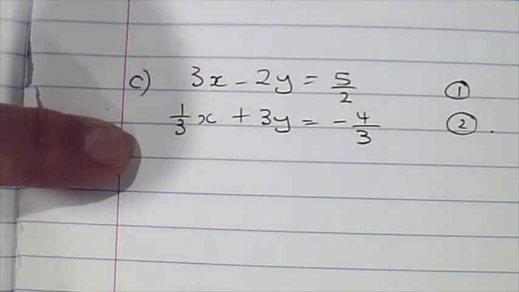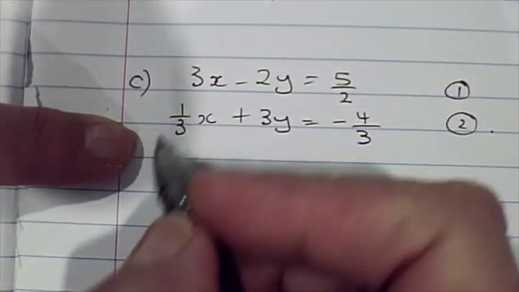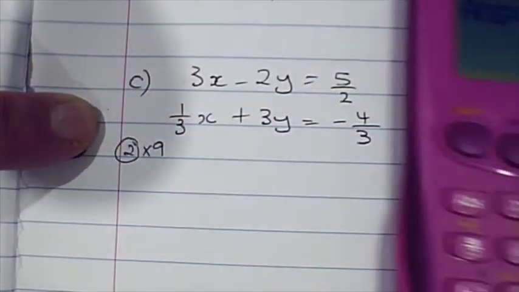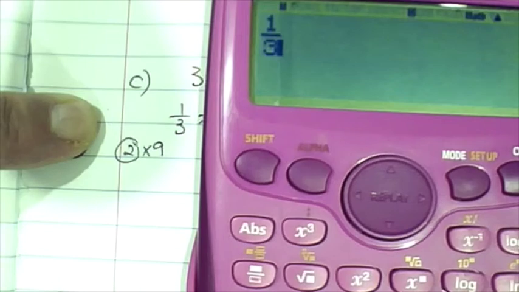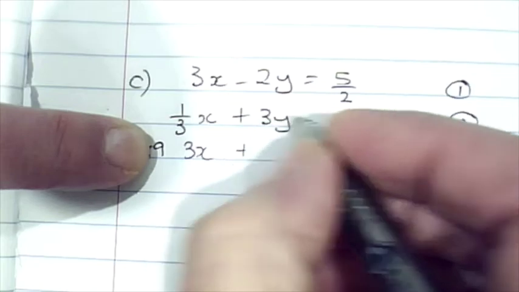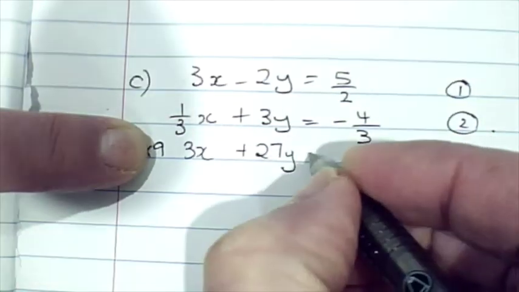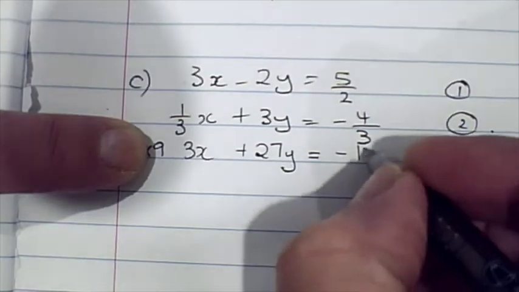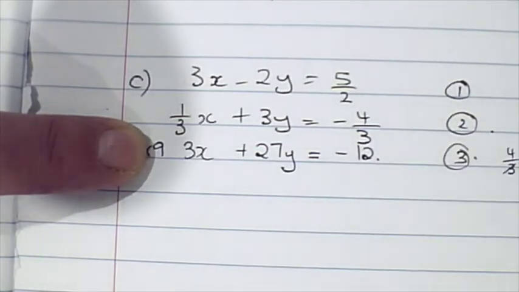So 1 by 3. Okay, let's multiply equation 2 by 9. You'll see why. A third times 9. Whoops, get it on the right thing, Mrs. P, is 3. So we have 3x. 9 times 3y is 27y. So 4 over 3 times 9 is 12. So it's minus 12. And that's equation number 3.